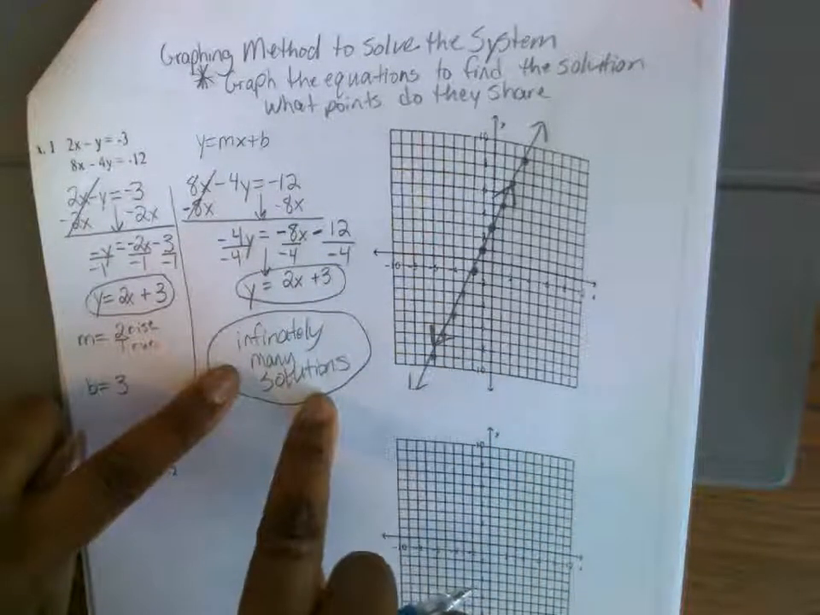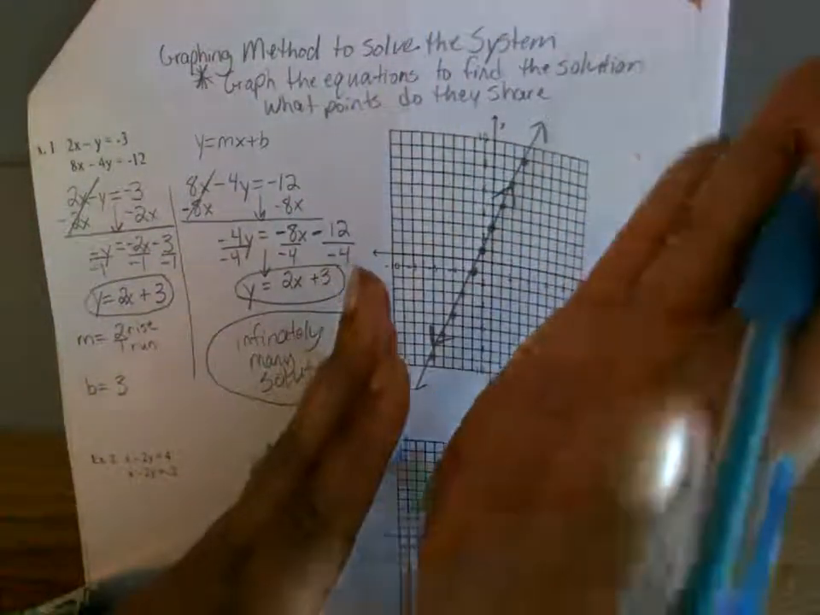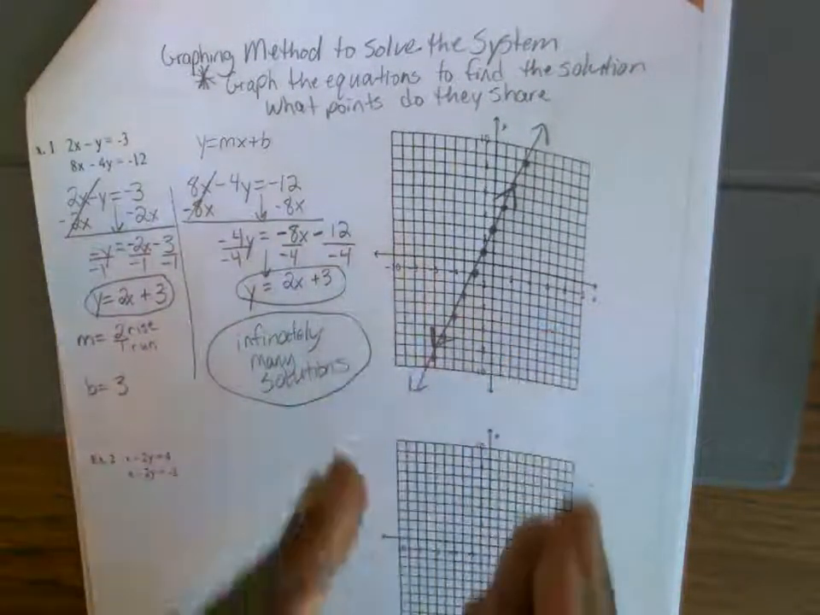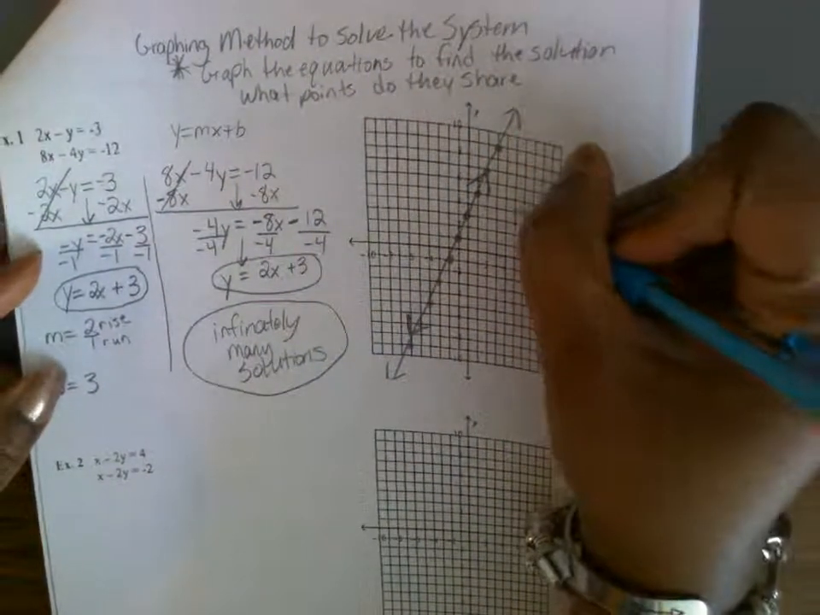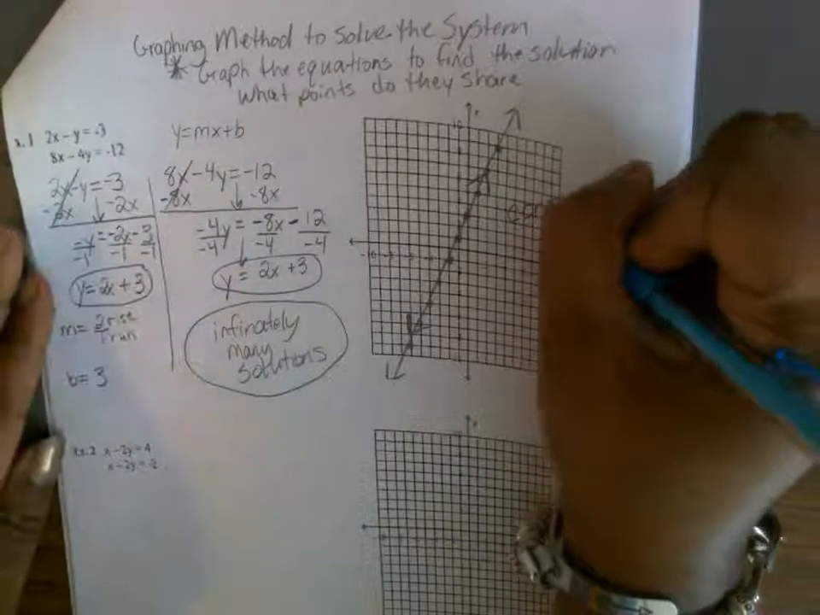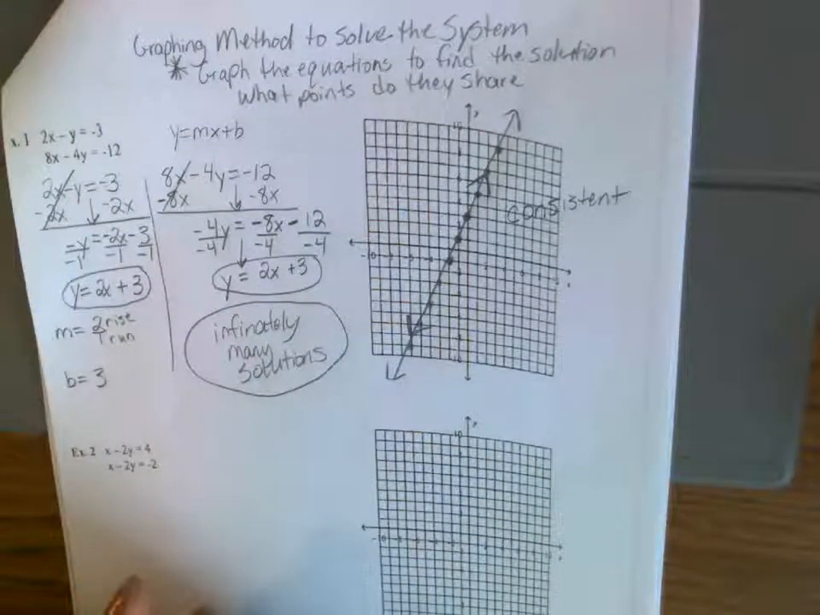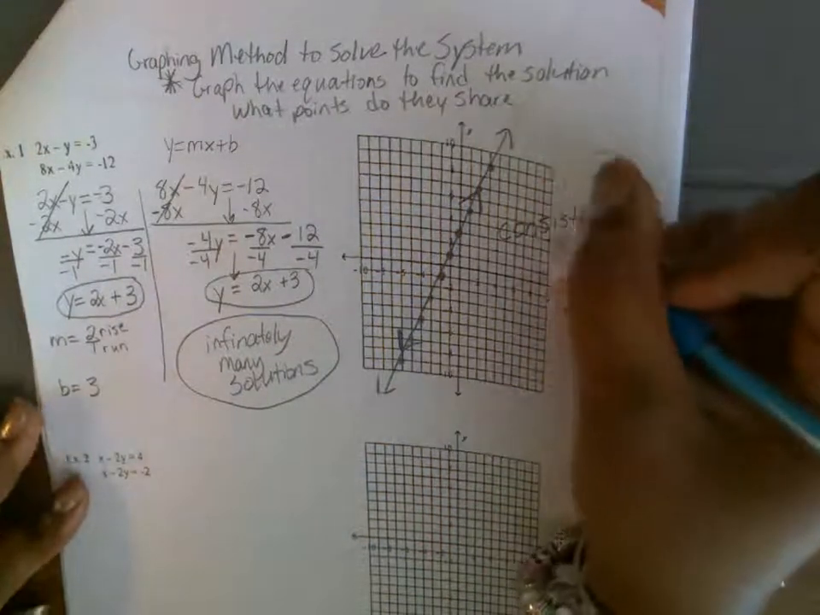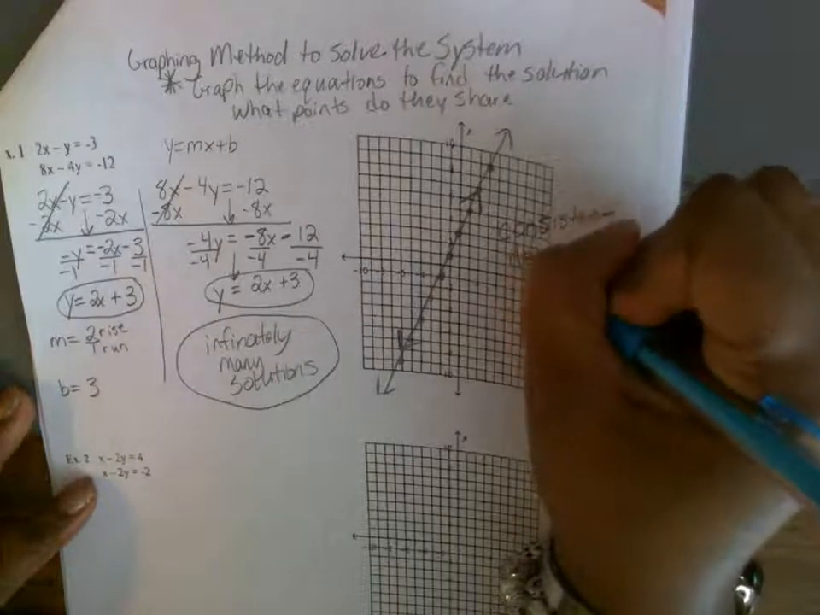This is your answer. How would you describe this? What descriptive words would I use? Is this consistent or inconsistent? Anybody? Very good. It's consistent because they touch. Excellent job. Okay. Since it is consistent, is it independent or dependent? Anybody? It's very much so dependent. Excellent job.